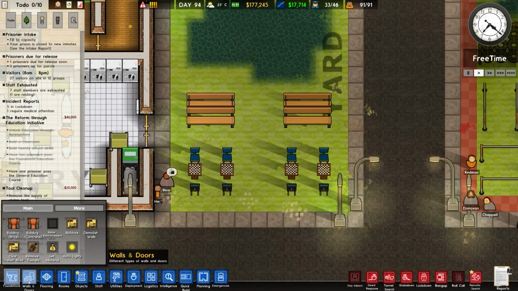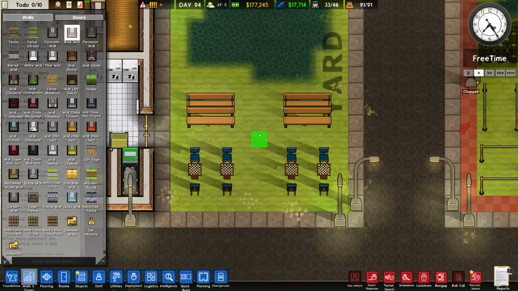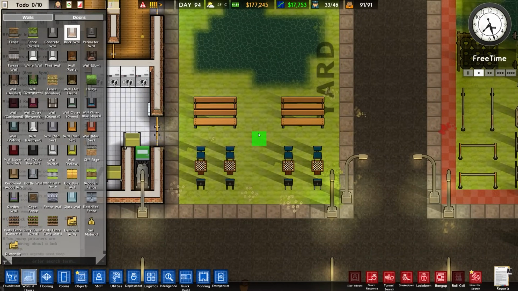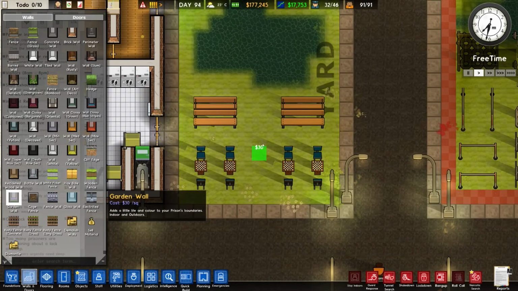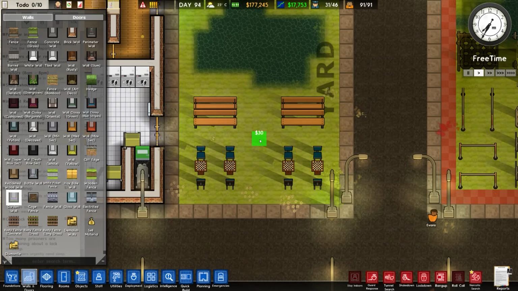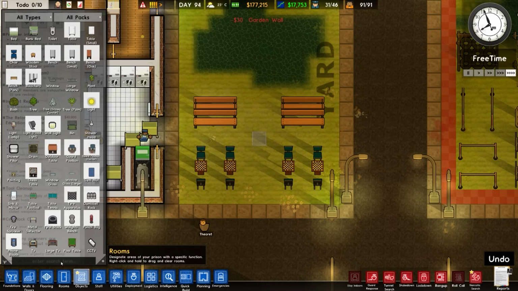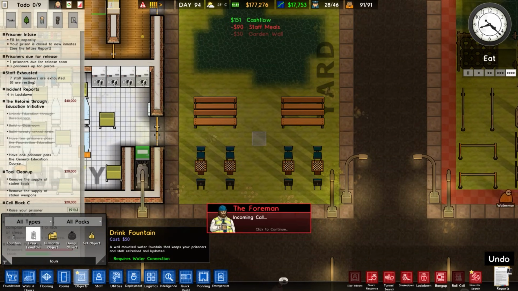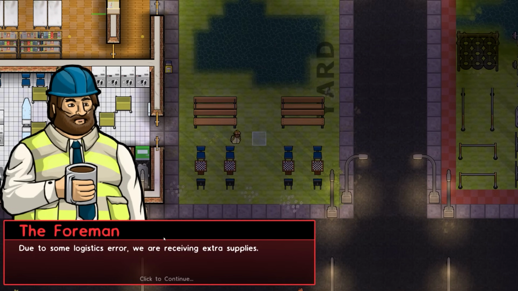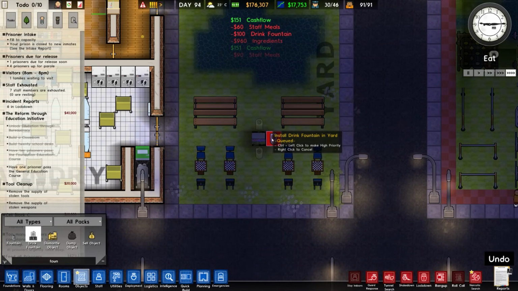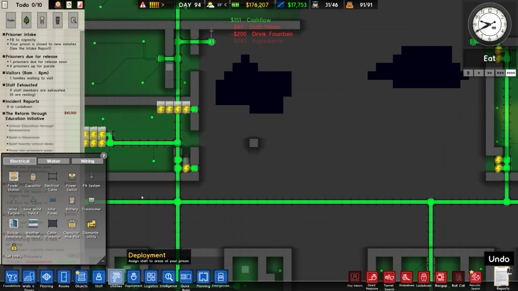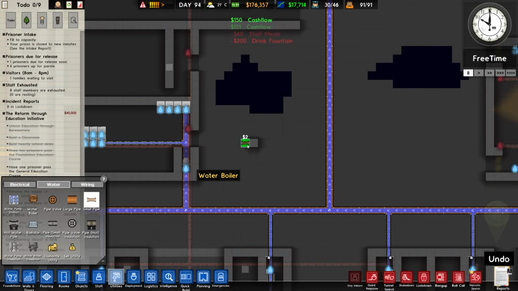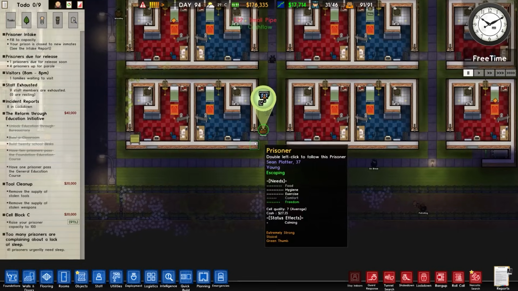What we'll do is, we'll have in the middle here a wall of some kind. Actually, it says wall-mounted. It could be any wall. Maybe a nice garden wall? Like that. And then a fountain. Oh, extra supplies. We're going to put in like a central drinks fountain. Naturally, water will have to be ran. Like that.